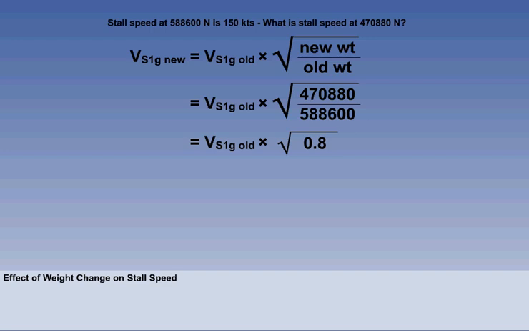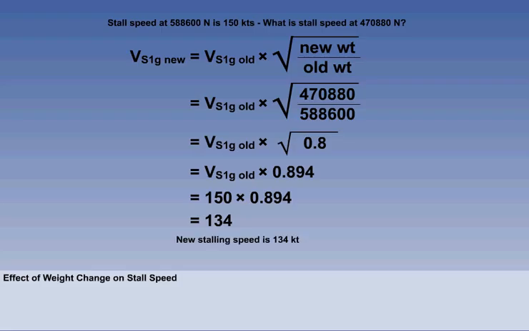Using the formula, the new to old weight proportion is 470,880 over 588,600, which is 0.8. The square root of this is 0.894, which multiplied by 150 is 134. So the new stalling speed is 134 knots.